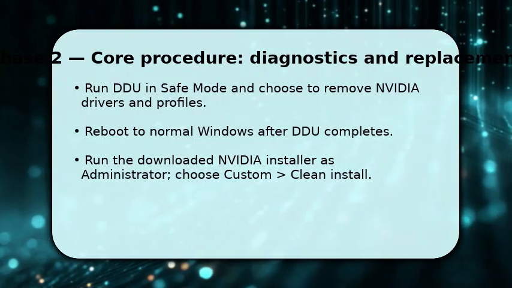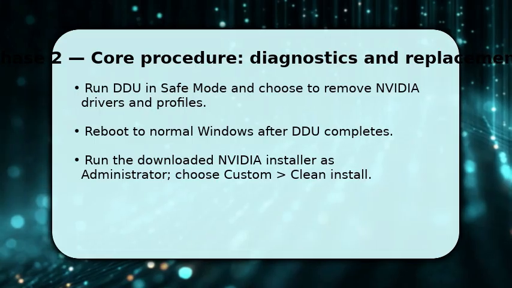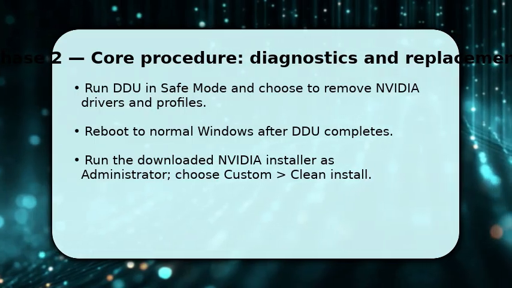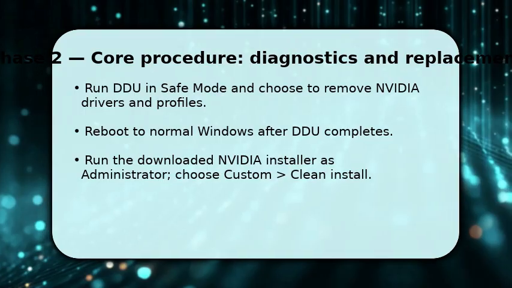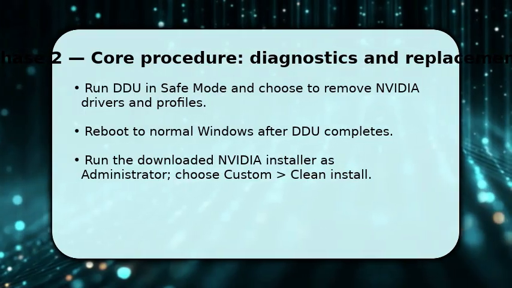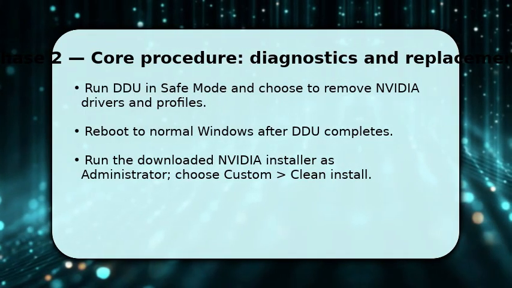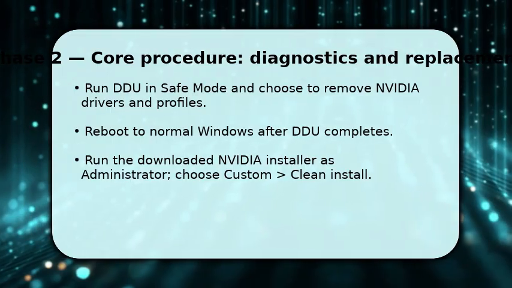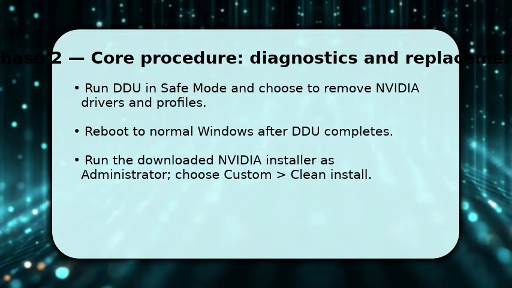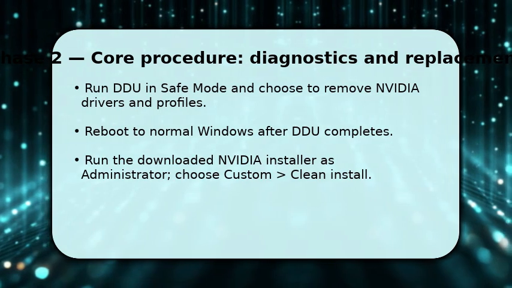Now run the older Nvidia installer as administrator. Choose Custom Install and check Clean Install to avoid remnants. Install only the graphics driver and PhysX if needed. Skip GeForce Experience if you want manual control. After installation completes, reboot again so the new old driver registers with Windows.